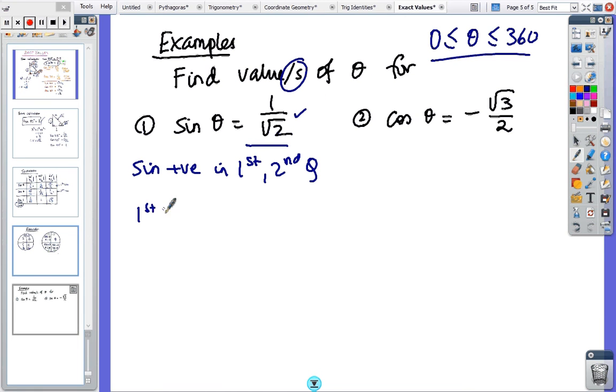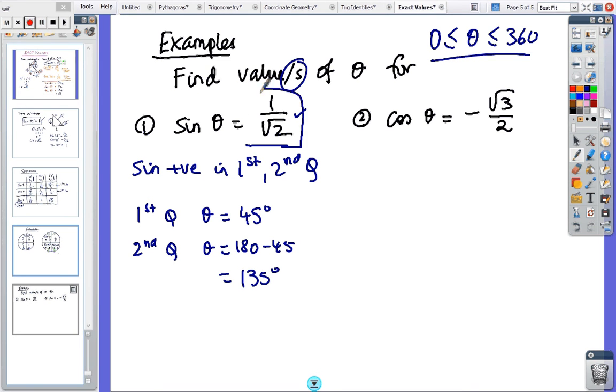So in the first quadrant, theta is going to be 45 degrees. And in the second quadrant, it's going to be 180 minus 45, which is 135 degrees. With these ones, you can check you're right, because 1 over root 2 equals a decimal, and you could check that sine 45 and sine 135 give the same decimal.